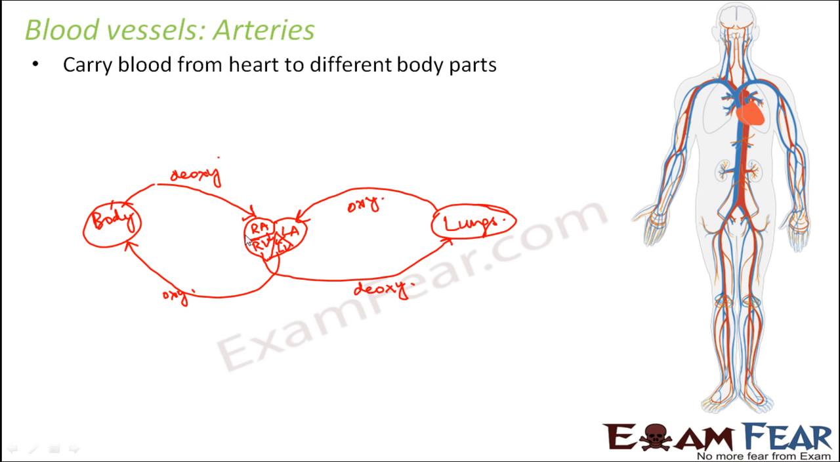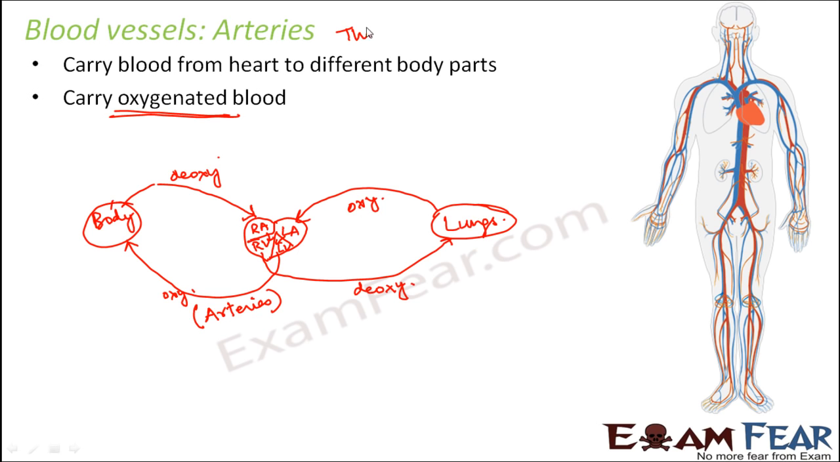Now arteries carry blood from the heart to different body parts, that is, from the left ventricle to the body. This is carried by the arteries. These arteries have very thick walls and they always carry only oxygenated blood. They never carry deoxygenated blood. So this blood is nothing but oxygenated blood only.